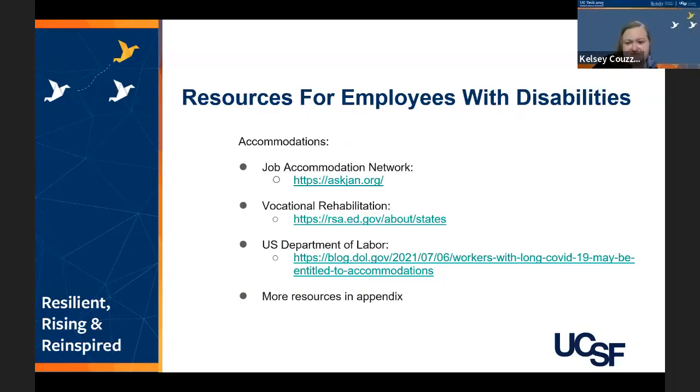And I have a list of other resources here. So here are some resources for employees that have disabilities, particularly with accommodations. And we have more resources for learning about long COVID from a perspective of someone that doesn't have it at the end of our presentation.